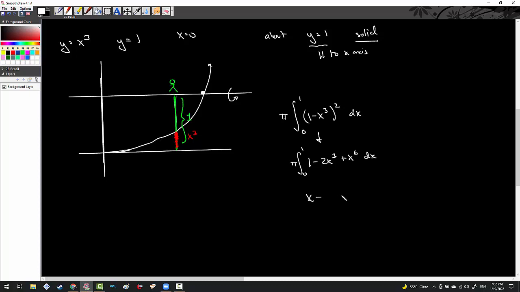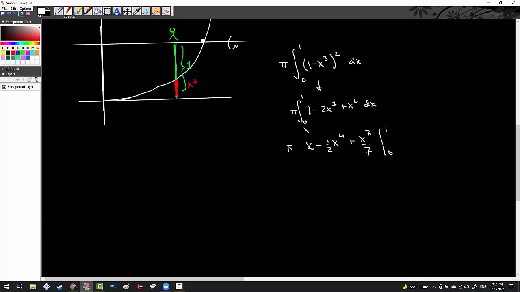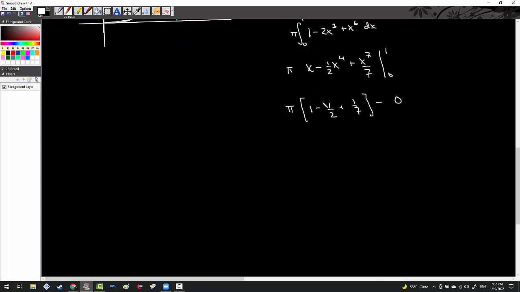So that's going to be x minus, let's see, x to the 4th over 4, but then with the 2 here it is going to be 1/2, and then plus x to the 7th over 7. And don't forget about that pi. This is all being evaluated from 0 to 1. So from here, we'll just evaluate it. So pi times 1 minus, now if I plug in a 1, nothing changes. So it'll be 1 minus 1/2 plus 1/7. Minus, if I plug in zeros for all of this, it's going to be 0, so thank goodness. So what is all of this?